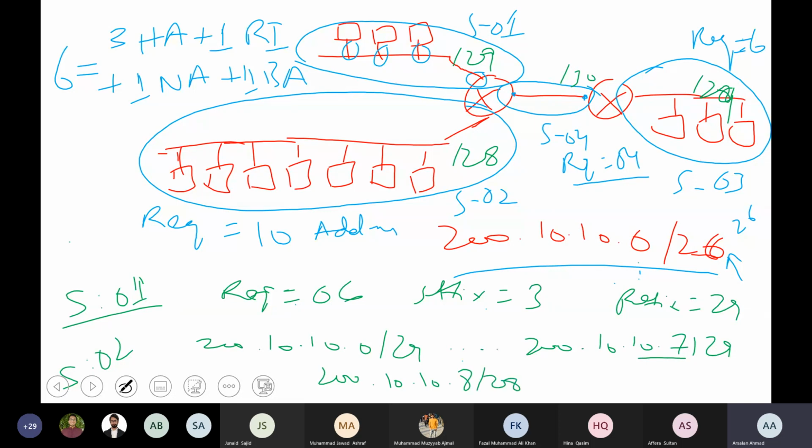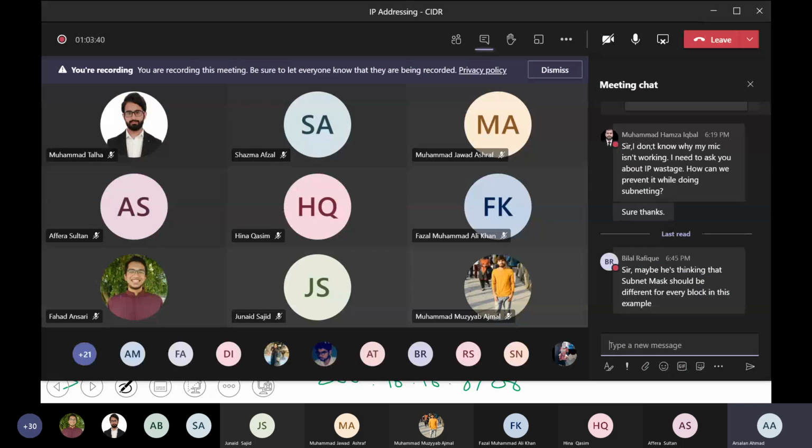200.10.10.8/28. Is that correct? Can we do something like that? Sir, host and net ID will change again, that's why it is incorrect. Host and net ID will change, what do you mean? The prefixes 28 and 29 are reducing, it should increase. No, that's not the case. It's not a matter of increase or reduce. I mean, the beginning address is not divisible. Yes, the beginning address is not divisible by the size of the block.